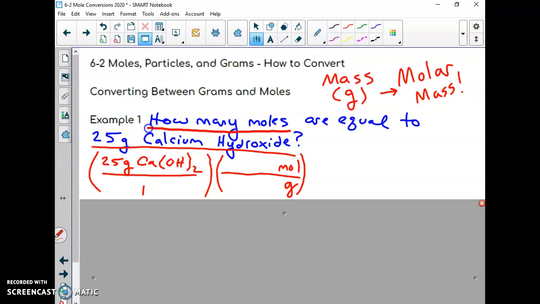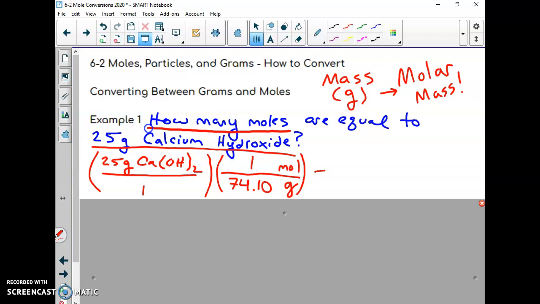So for calcium hydroxide, hopefully you take a look at 6.1. You find out it is 74.1 grams for every 1 mole of calcium hydroxide. So that 74.1 is true for calcium hydroxide. It may not be true and won't be true for other elements, compounds, whatever. This is unique for calcium hydroxide.